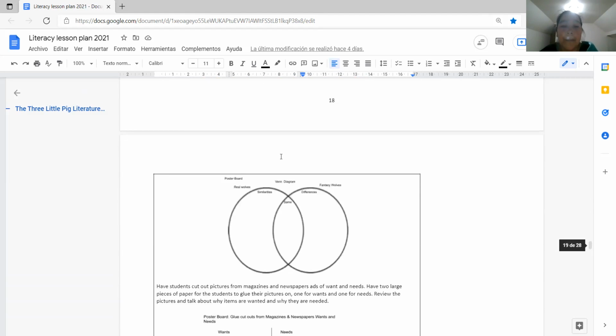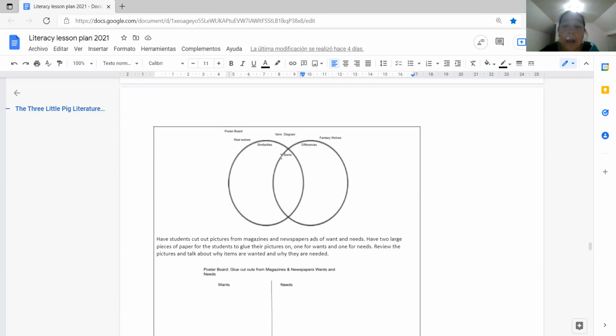And after that, I'm gonna have students do a Venn diagram by themselves. This Venn diagram is gonna be about comparing and contrasting fantasy wolves with real wolves. The teacher is gonna demonstrate, look up on the internet to help them understand the differences, and then students are gonna do it on their own.